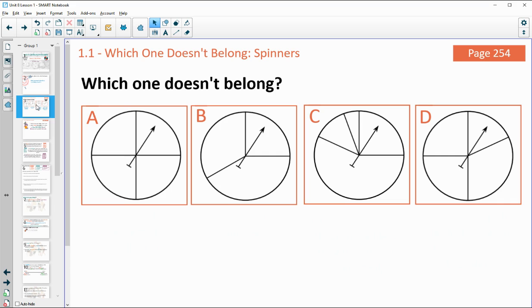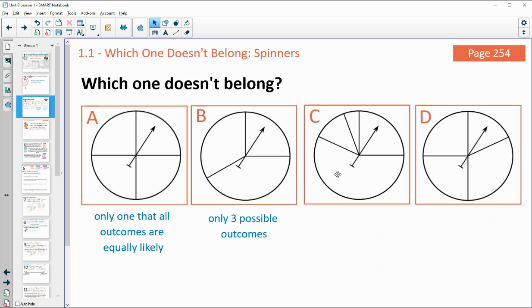All right, so certainly various ideas you could use here of why you decided that one doesn't belong. Maybe you looked at A and you said it was the only one split into equal parts or equal outcomes. B, maybe you said it's the only one with 3 possible outcomes instead of 4.